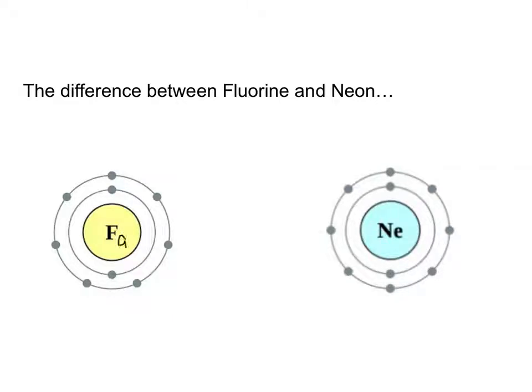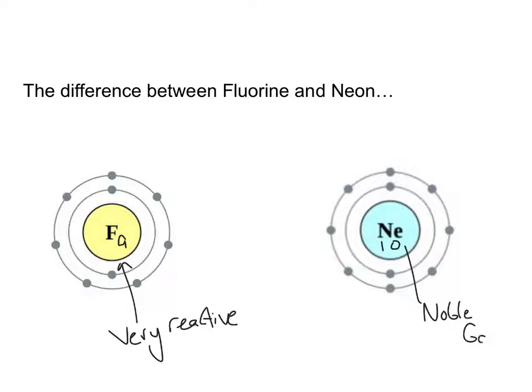Fluorine has 9 electrons and neon has 10 electrons. They're right next to each other on the periodic table. Right? Fluorine is very reactive. Right? Neon is a part of the noble gases. And if you remember, the noble gases really don't react with anything. They don't do a whole lot. Now, the difference between these two is only 1 electron.